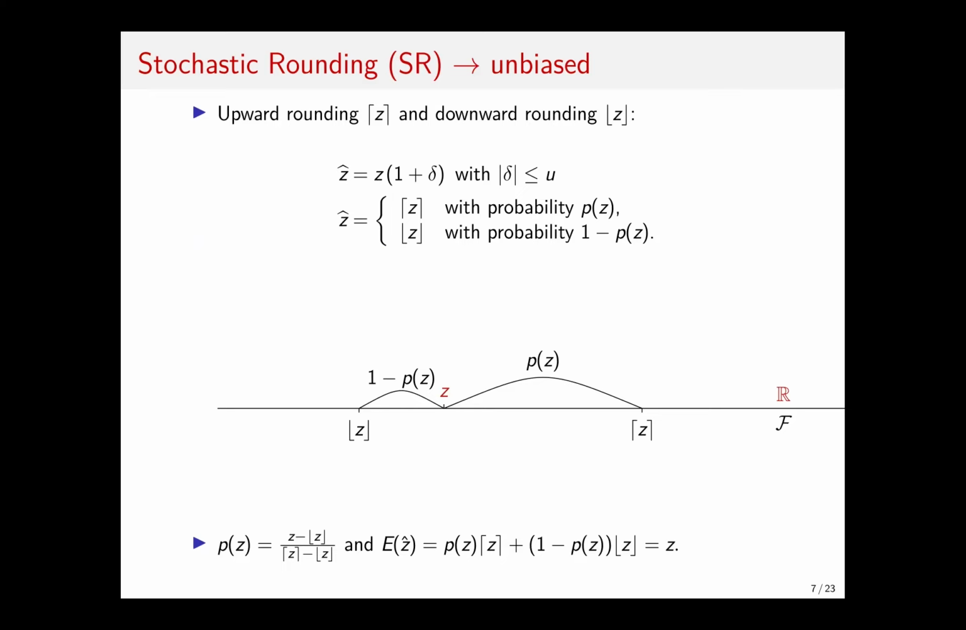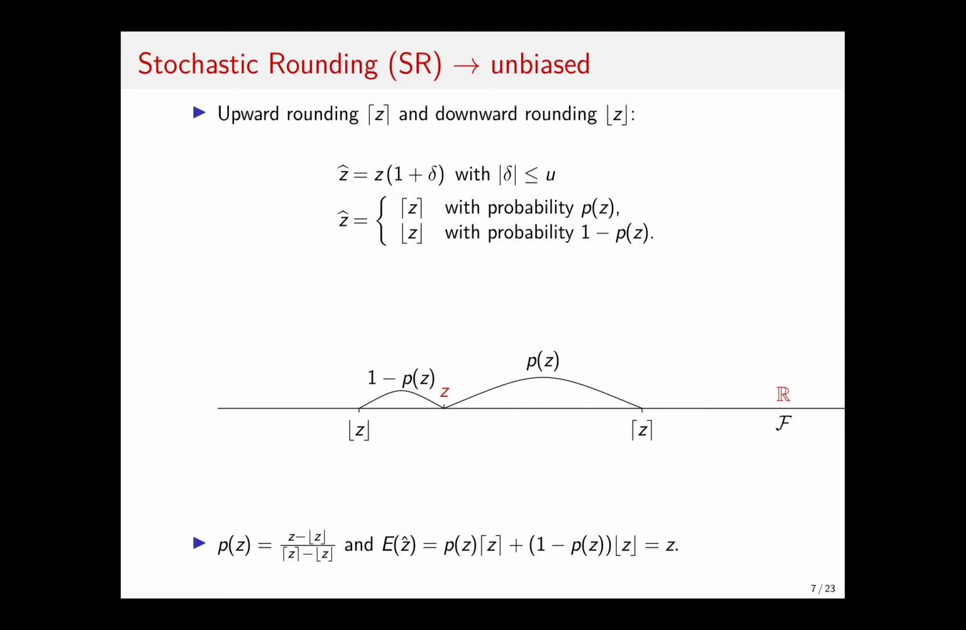Okay, so I'm going to write up-round rounding z to top, down-round rounding z bottom, and we are going to choose this stochastic rounding, this Monte Carlo arithmetic rounding. We are going to round up with a probability p that depends on z, and round down with a probability 1 minus p(z). And we want to choose p(z) in a particular way.